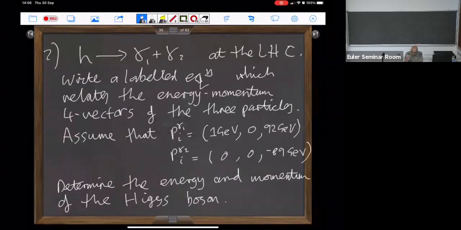And then for the Higgs boson decay, if you're given the 3-momenta of the 2 photons, I want you to determine the energy and the momentum of the Higgs boson.